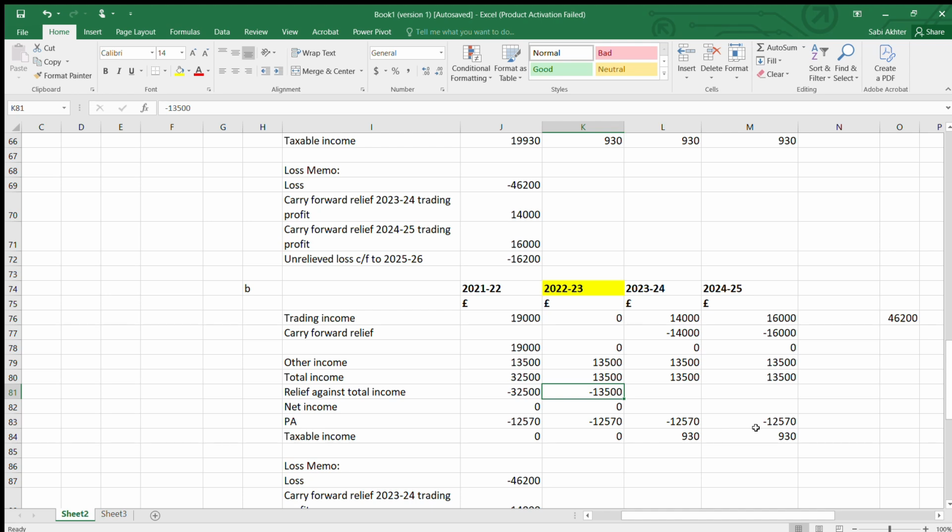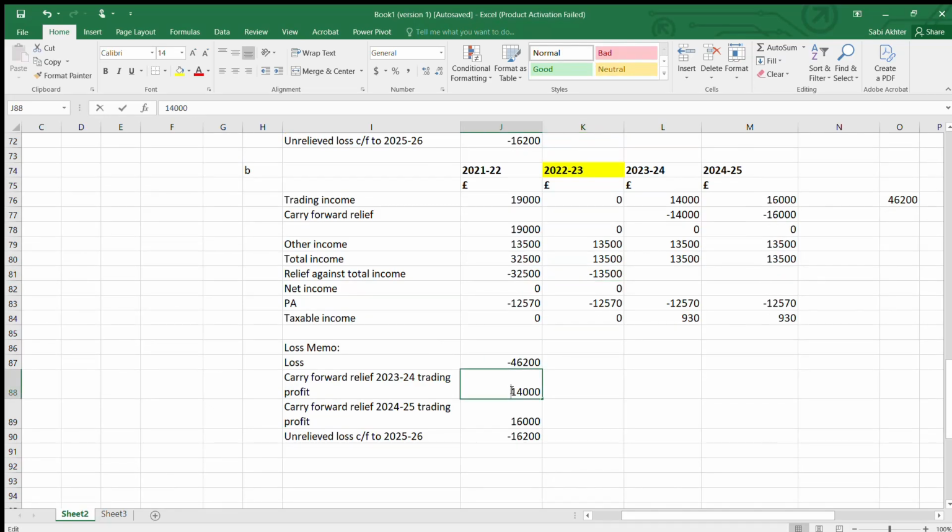Now you need the memorandum to see what is your tax. The same way how we have done here. From 46, what did we deduct? 32,500. And here 13,500. Still 200 is left. So that 200 you can carry it forward and get it ready.